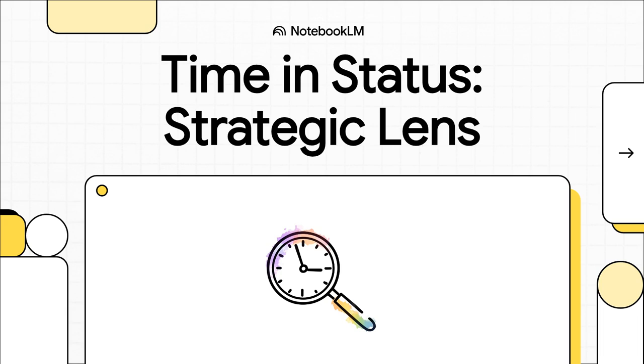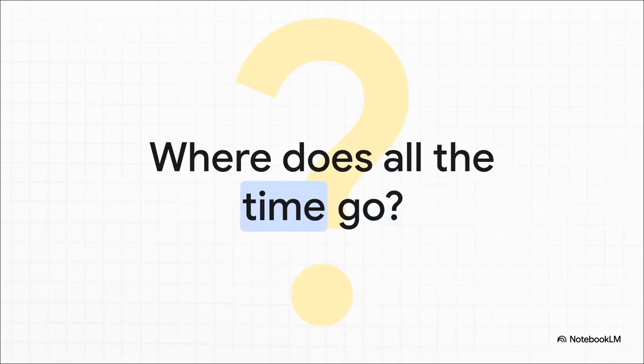Let's get into it. It's one of those classic questions, right? If you're using a tool like Jira, you're obviously tracking all the work, but do you actually know where the time is going? I mean, can you pinpoint exactly where a project is getting bogged down? That's what we're going to uncover.